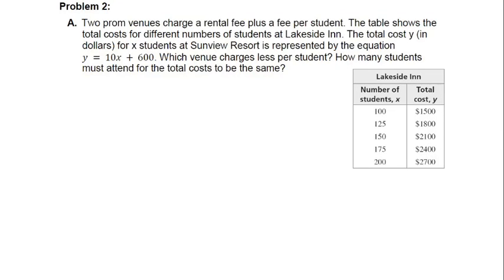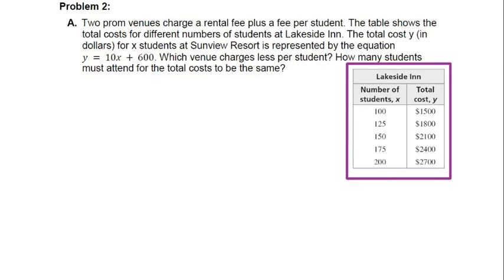Okay, this is chapter 1.6, problem 2. Two prom venues charge a rental fee plus a fee per student. So there are two fees, a rental and a per student fee. The table shows the cost for 4 different numbers of students at Lakeside Inn. So that's what this chart is over here.